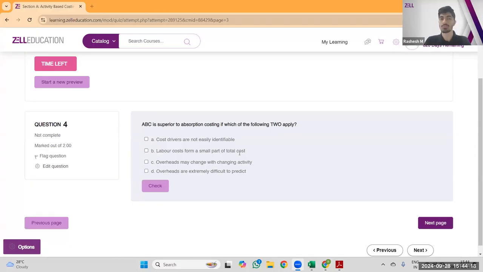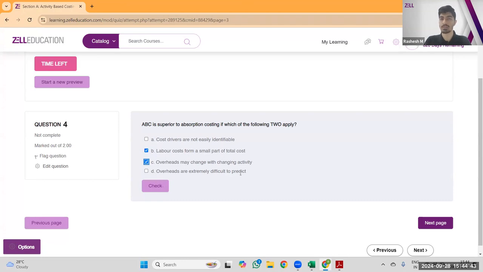Labor costs form a small part of the total cost. Yes, same logic. If labor is a small part, then the greater part is your overheads, which is where ABC helps. Overheads may change with changing activity. Yes, fairly obvious. That's where activity-based costing helps.